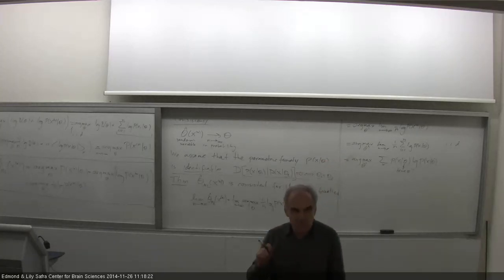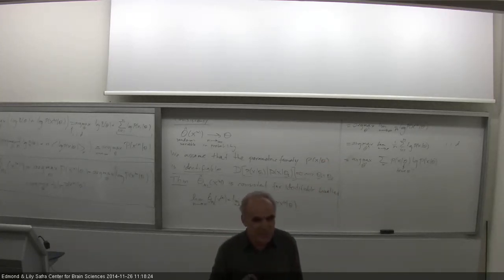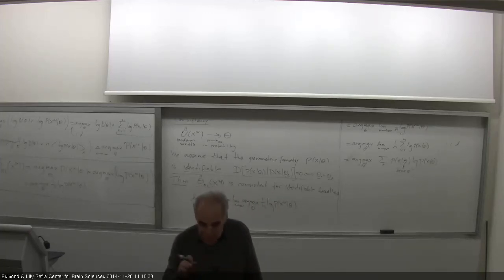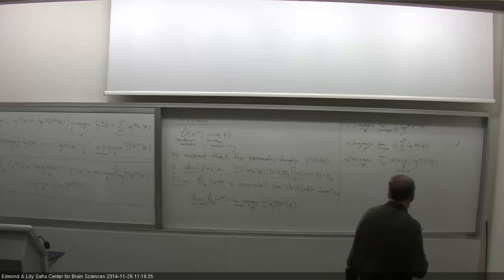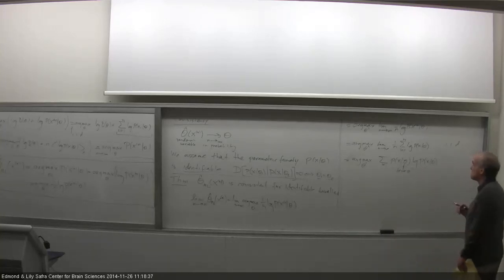Notice here that I assume what we later will call proper learning or proper estimation, that my sample actually came from this family, that there exists a true theta. If this theta doesn't exist, then we do something slightly different. Not very much different, but like this.